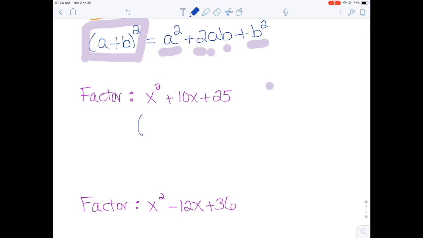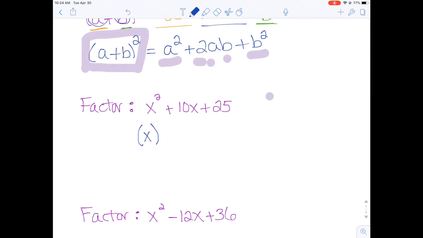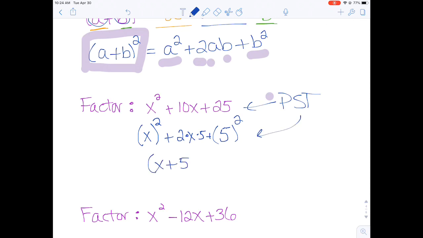Well, x squared is just x that has been squared. All right. 25 is 5 that has been squared. And 10 is 2 times the first thing, which was x, times the last thing, which was 5. So this is a perfect square trinomial because it fits in that formula, which means its factors are x plus 5 squared. The first thing that we squared and the last thing is what goes into your factors, okay?